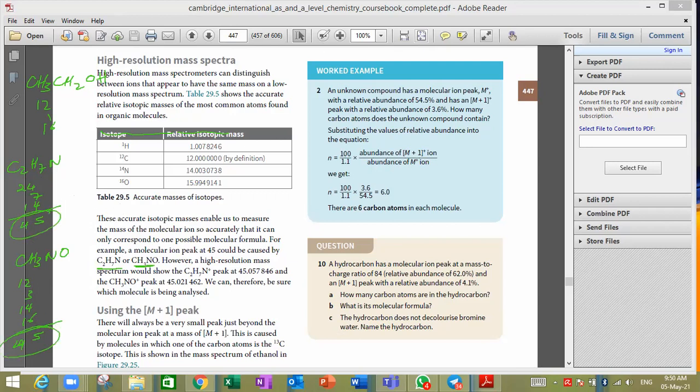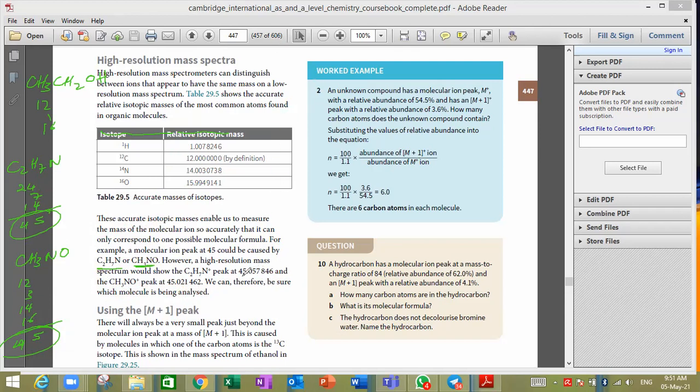So which one of these molecules is present? We are going to be confused because we don't know whether our formula is this one or that one. But if we use the high resolution mass spectra by using these masses instead of these masses, we can really find out which one of them is present. If we calculate for C2H7N positive ion peak, we will find it to be 45.057846. And for the CH3NO positive, we'll find it to be 45.021462. So there is a difference here.